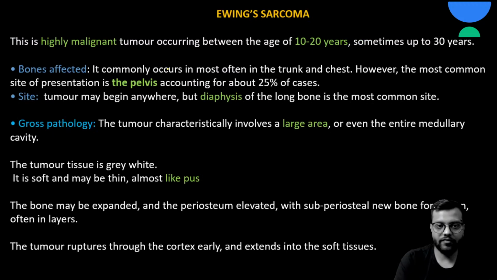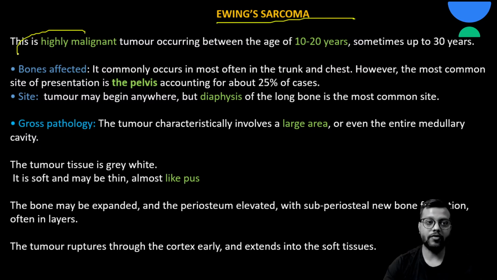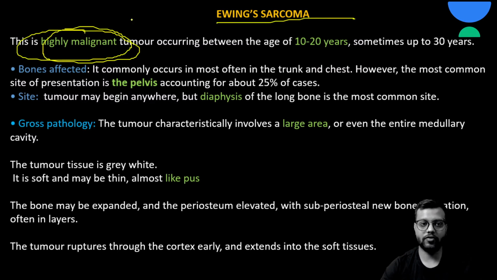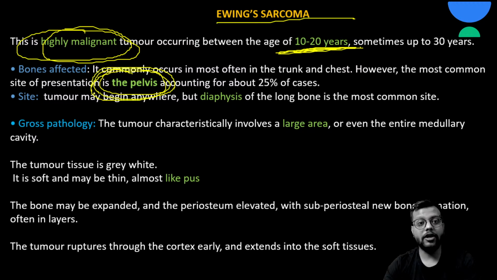Osteogenic sarcoma we have already discussed. Now the Ewing sarcoma. Ewing sarcoma, very important, highly malignant, more malignant than the osteogenic sarcoma. Young adults वाली population के अंदर ही होगा. Okay, and the bones affected, most commonly will be of the pelvic region, and अगर long bones affect होंगी it will be of the diaphysis.